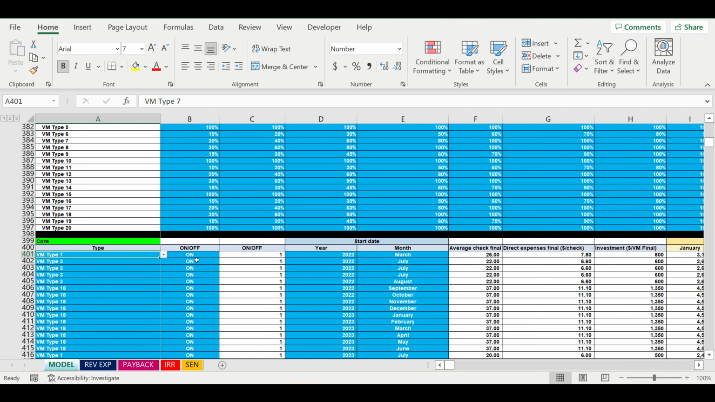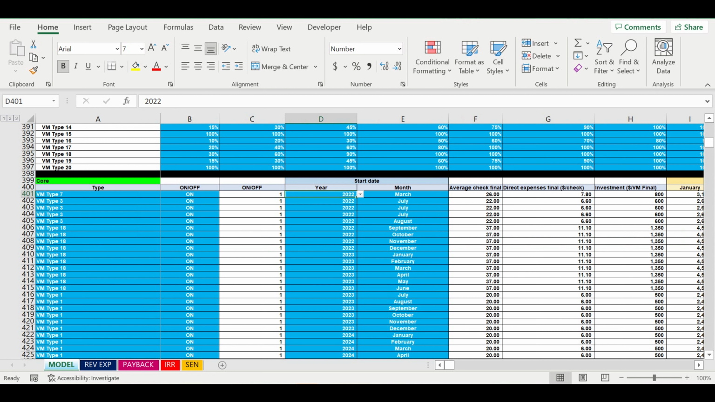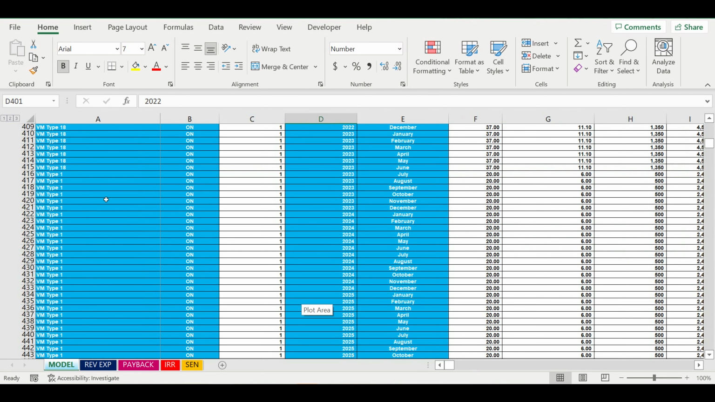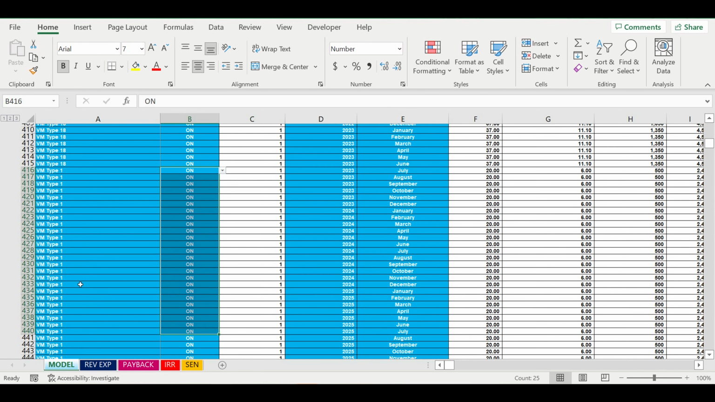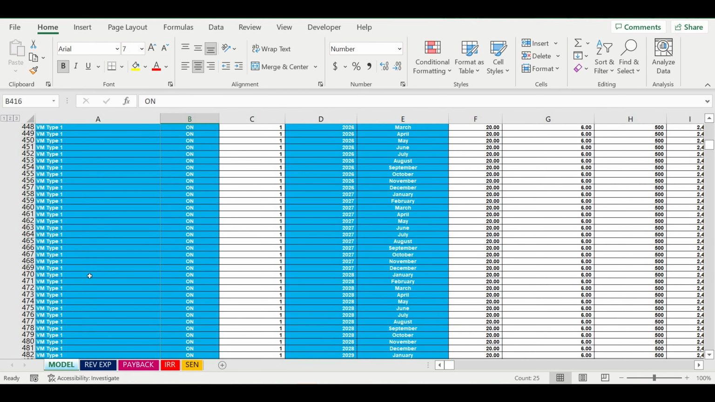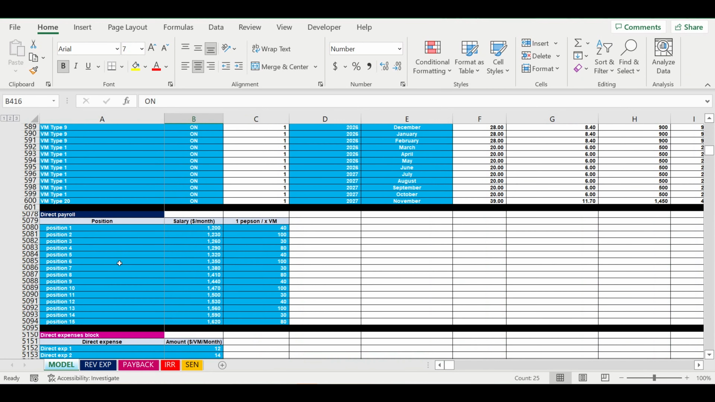We are switching on and off this vending machine. This is for scenario modeling. Then we specify when we start operating activity of this vending machine, and that's it. So this is quite convenient. Here we have 200 vending machines, and here we specify when we start operating activity. We can switch on and off each vending machine from calculation, so we can work with two machines very easily.